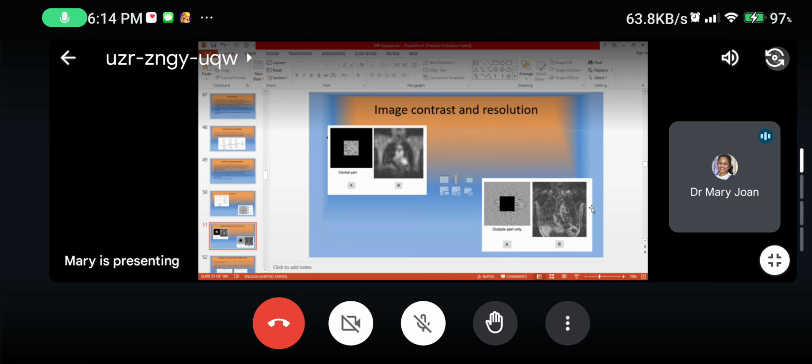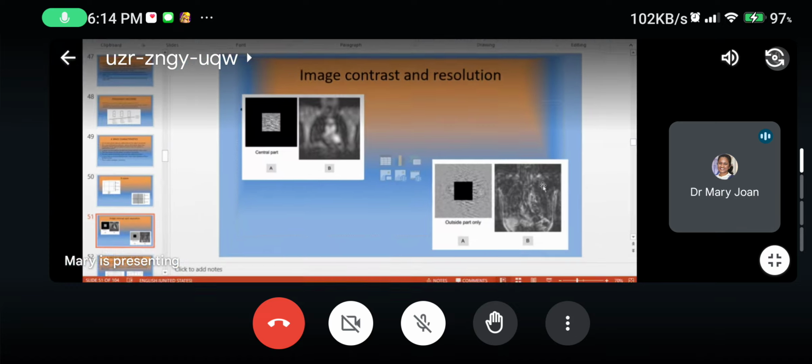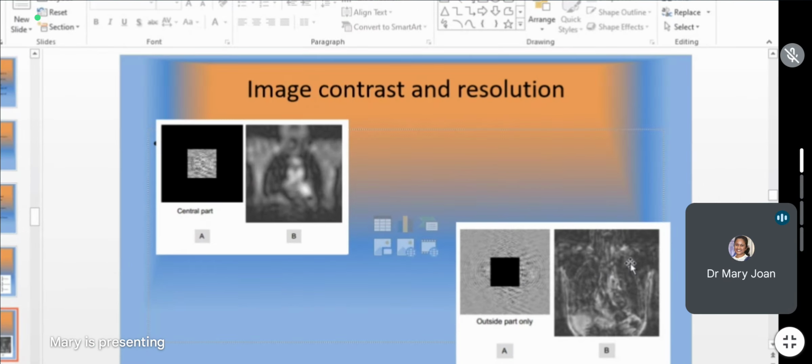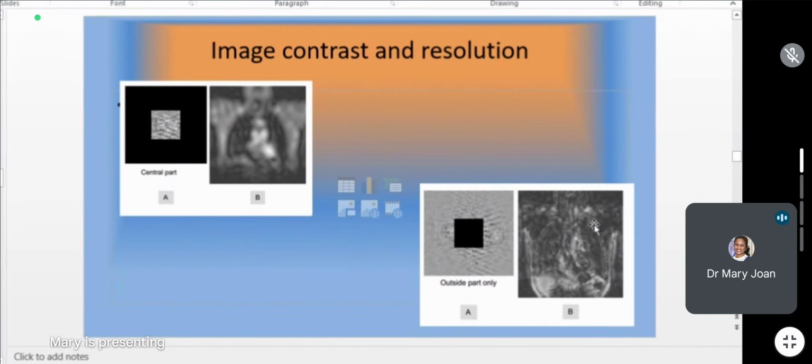So this is again image contrast and resolution. We have seen contrast is how well we are able to see the white and dark things clearly. The degree of whiteness or darkness is contrast. And resolution is how well you are able to identify two nearby objects as separate things.